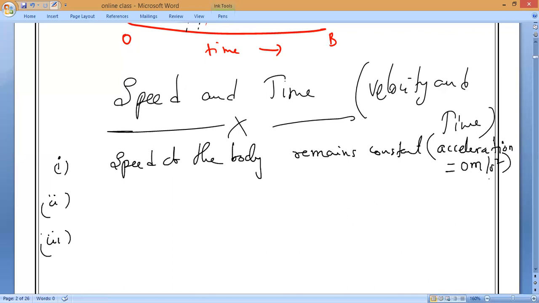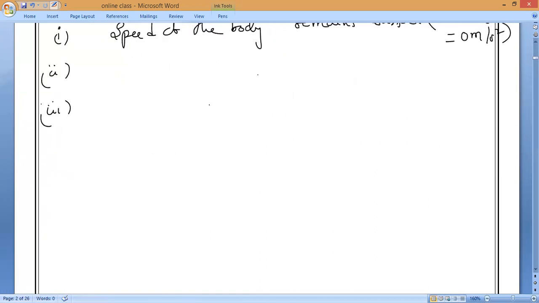Yes, please respond, everybody. Now, if you want to draw the graph for speed remaining constant, what will come on the x-axis? Tell me, everybody. Time, sir. Time should come. And on the y-axis, what will come? Speed. Now look into the board, look into the screen, everybody.